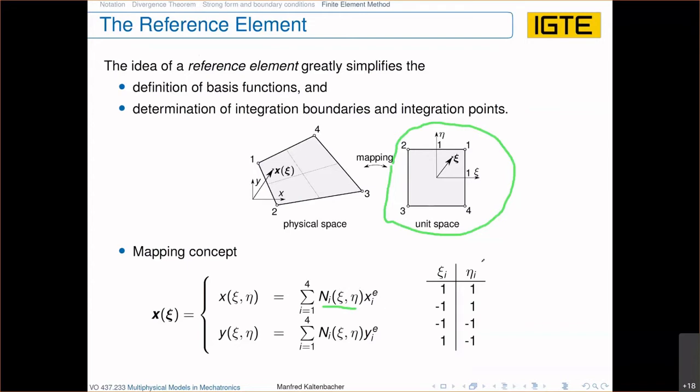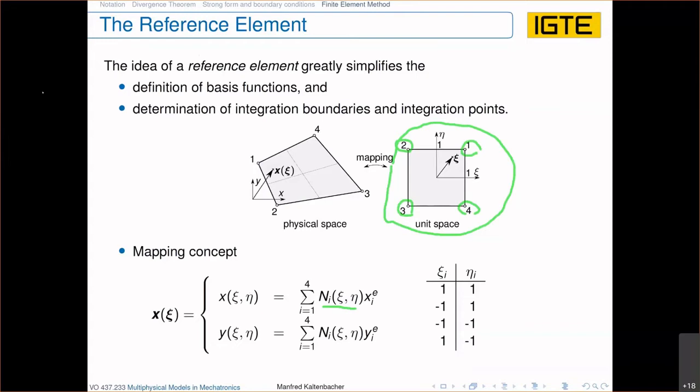And we can do this mapping because we know the 4 coordinates. We have here the first node in the unit space, which has the coordinates 1, 1. We have the second node, which has the coordinates -1, 1. The third, -1, -1. And the fourth, 1, -1. And then it is just a question of how you define in this sense the basis functions.